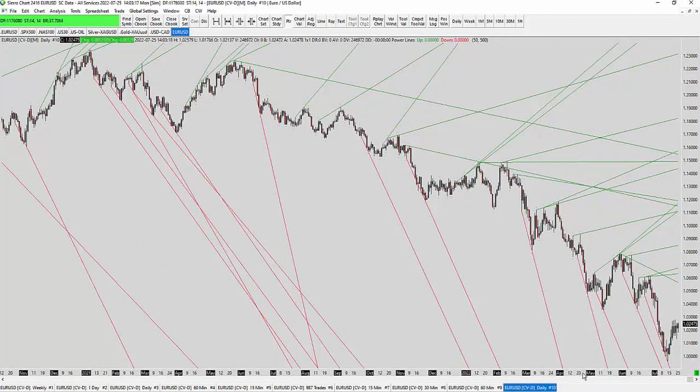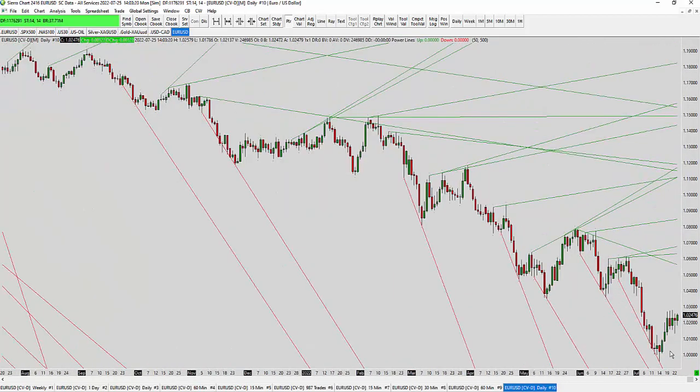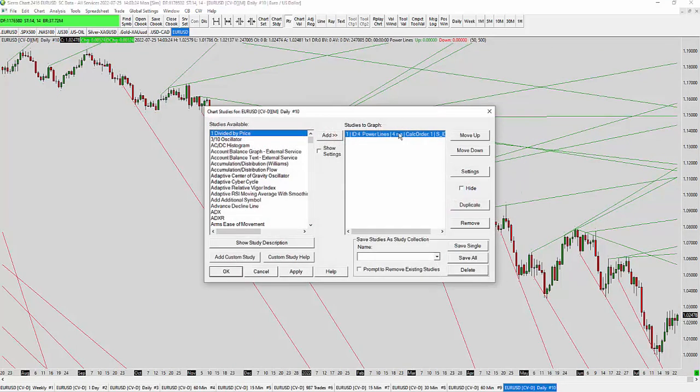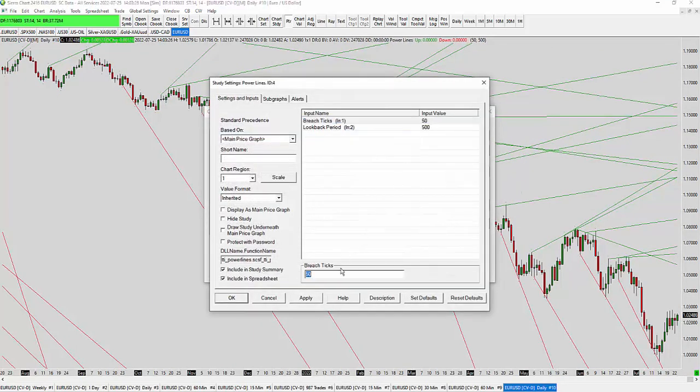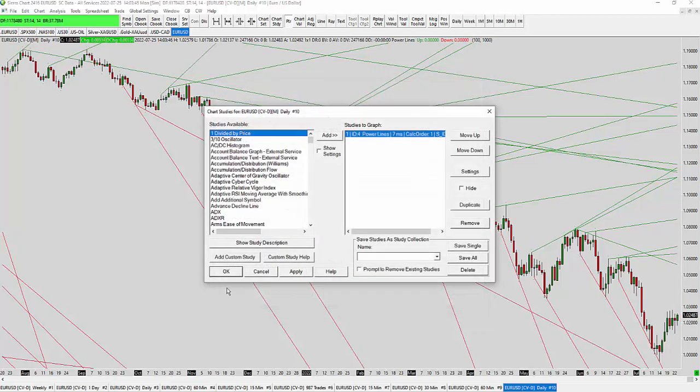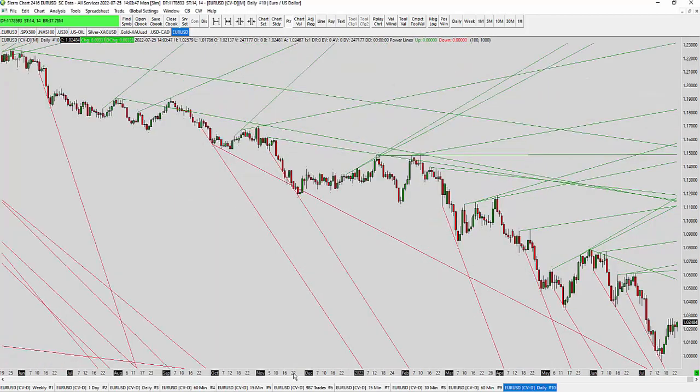And you see maybe there's not enough power lines, so you can add more. I can go to studies, I click on it, I make it 100. So if a bar is broken by more than 100 pips, then it will go away, and I will go back. This 500 lookback period, it goes 500 candles back. So after 500 it will stop drawing. So let's go with 1,000 and let's see what we get. Maybe we got some more in the past.